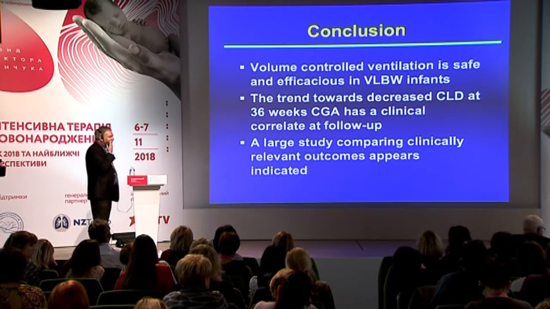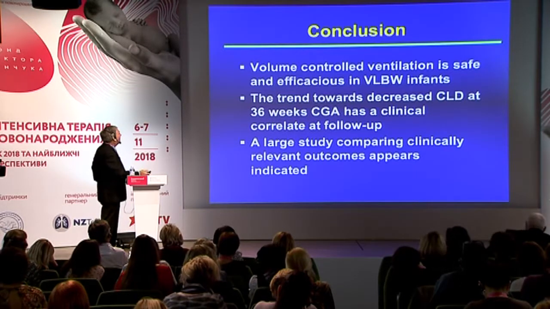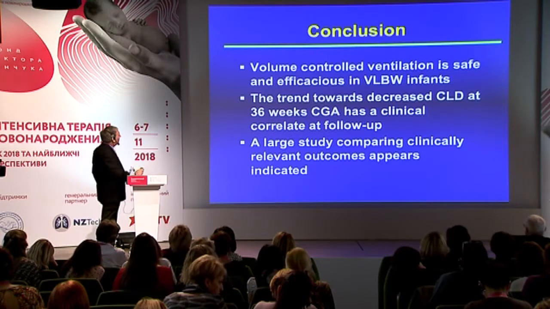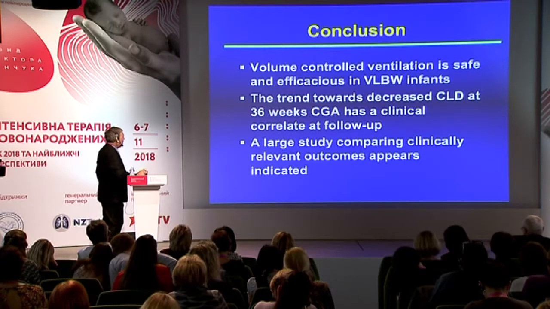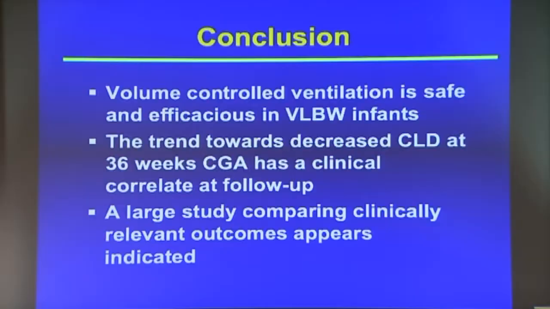So what we concluded after the completion of this second trial was that volume-controlled ventilation is both safe and efficacious in very low birth weight infants. The trend towards decreased chronic lung disease at 36 weeks had a clinical correlate at follow-up, and a large study comparing clinically relevant outcomes appeared indicated.